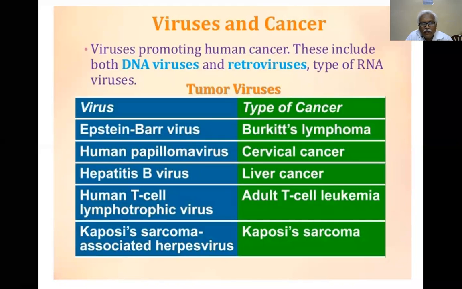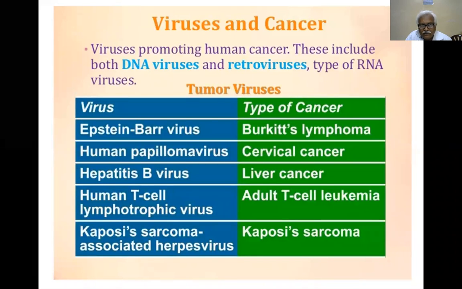So viruses promoting human cancer include both DNA viruses and retroviruses and some types of RNA viruses. Remember, if we ask this question in viva, you should be able to definitely recollect these three things. So viruses promoting human cancer include DNA viruses, retroviruses, and some types of RNA viruses.